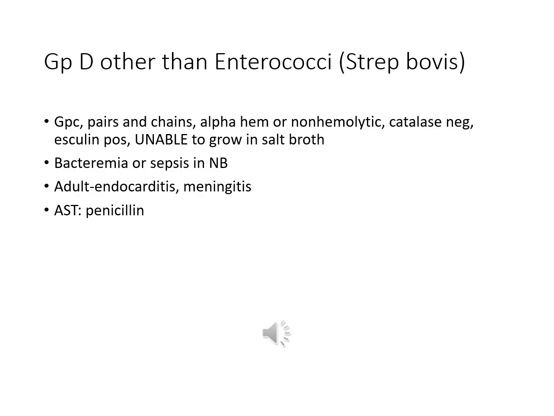So we have a couple other stragglers here. We have group D other than Enterococcus. So this could be Streptococcus bovis. Again, still gram-positive pairs and chains. They will show alpha hemolysis or non-hemolysis, depending on how it's growing. Catalase negative and esculin positive. Strep bovis will not grow in salt broth, so that is a characteristic to separate it from the other two Enterococcus. It's responsible for bacteremia or sepsis in the newborn. In adults, it can cause endocarditis and meningitis, and most of the time your susceptibility is going to be to penicillin.